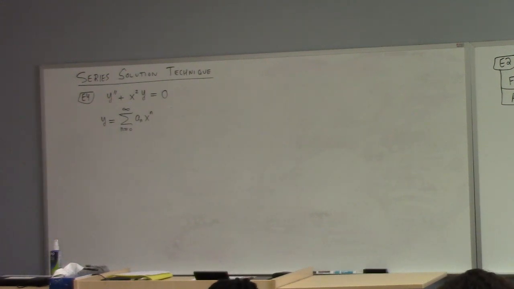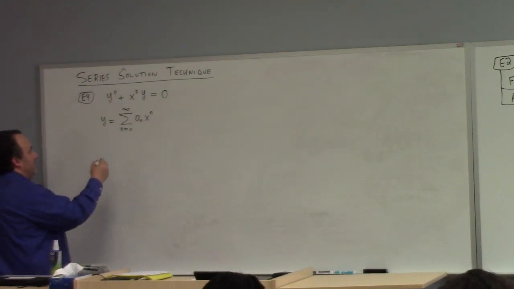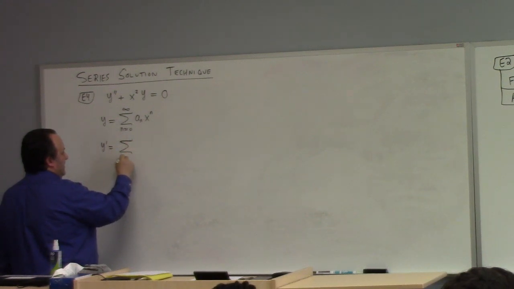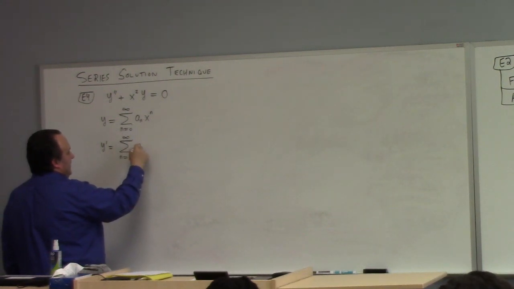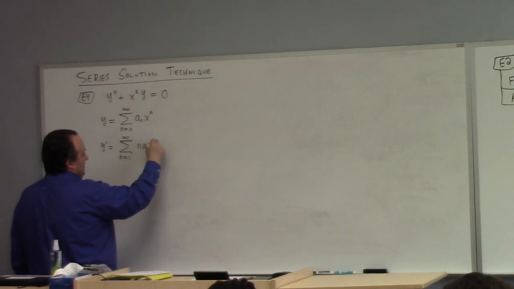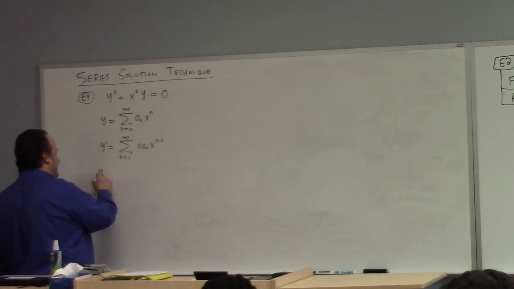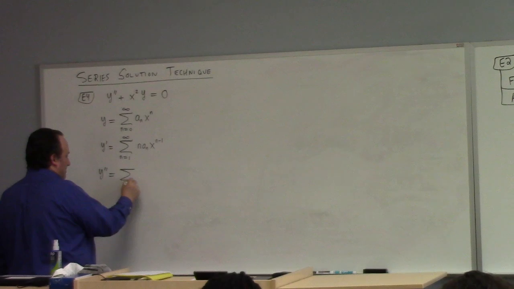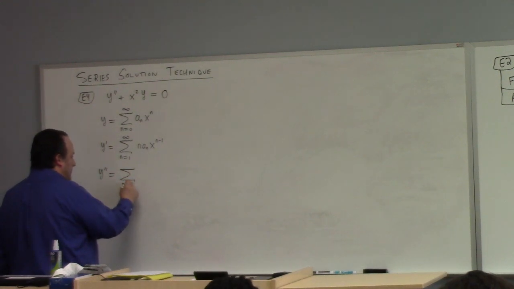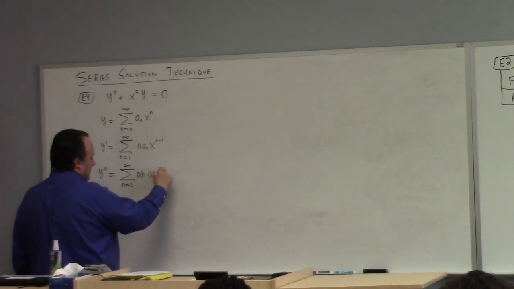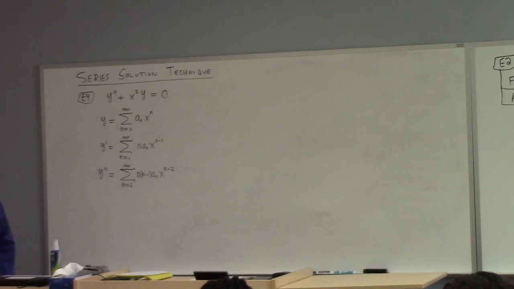If I do this, what's my y prime? I've got the sum n equals 1 to infinity of n a sub n x to the n minus 1. That's y prime. What's y double prime? Well, y double prime is the sum n equals 2 to infinity of n times n minus 1 times a sub n x to the n minus 2.